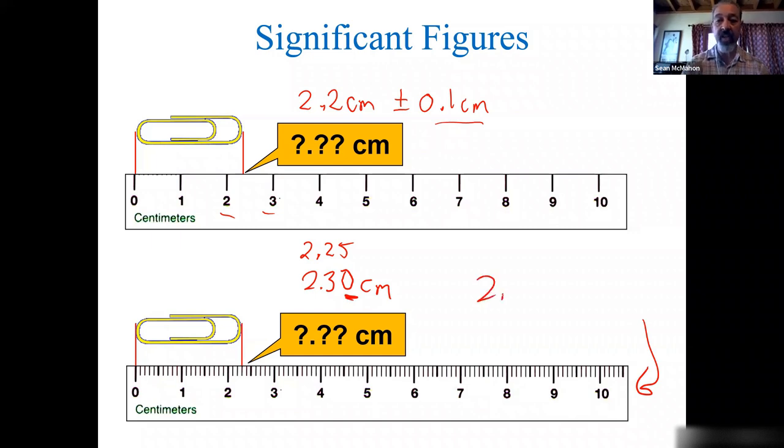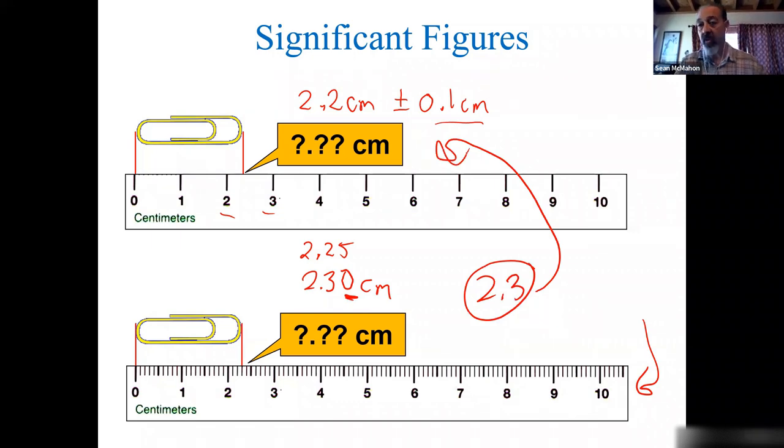If I just write this, it appears that I'm using a ruler that only went to the ones, and my estimate was to the tenths. But this ruler here is using tenths, so I should be able to go to the hundredths. So I add that 0 to show that.